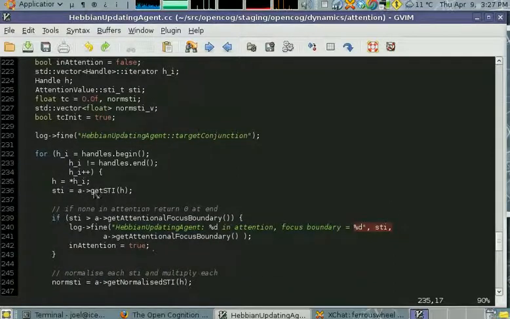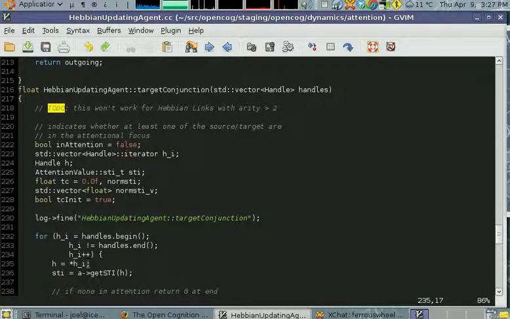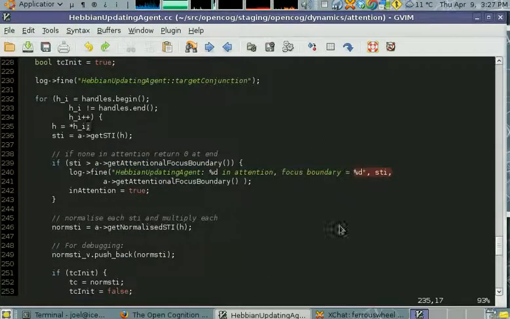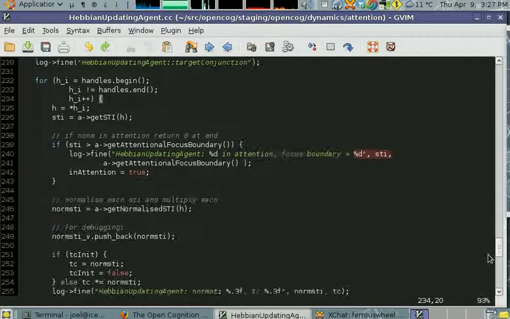So it's pretty basic. It won't work for links that have arity 2, so that's something that will have to be fixed at some stage, so that we can have Hebbian links that say, well, this big group of atoms are all in the attentional focus at the same time, and that will probably save us a bunch of memory and resources too, doing it that way. But trying to do that on a how-far-are-they-correlated basis makes it a little bit more difficult, but it's definitely doable.